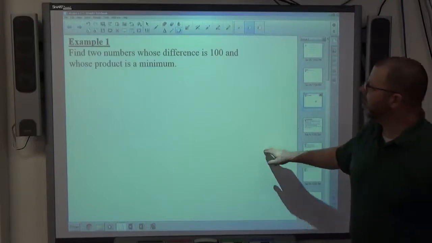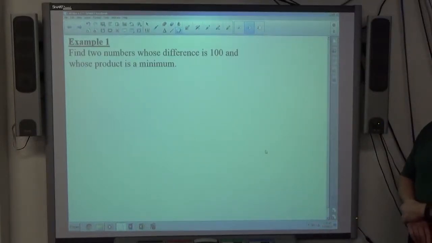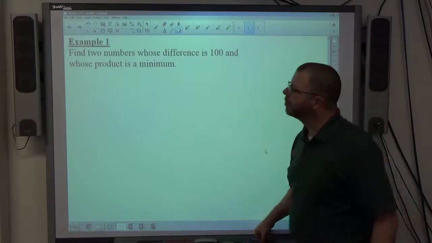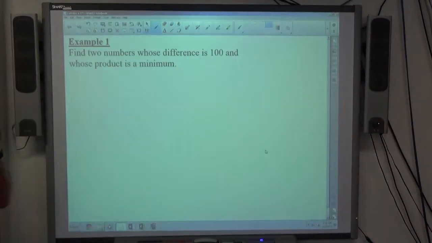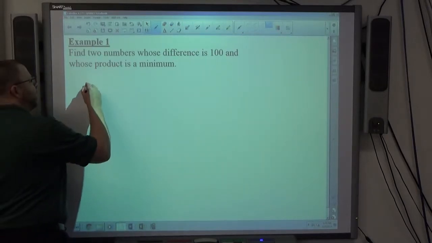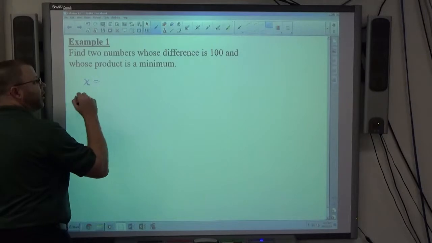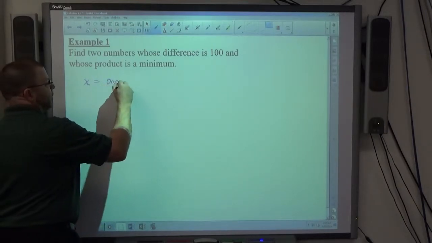Example 1, find two numbers whose difference is 100, whose product is a minimum. Okay, so what you have here is, it says find two numbers. They don't specify the numbers are the same numbers, so therefore we're going to assume they're different. Anytime you're going to identify numbers as different numbers, you represent one as one variable, x equals one number.